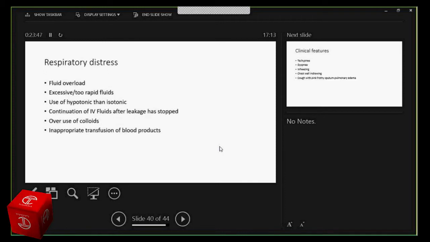So respiratory distress can happen due to fluid overload during the recovery phase when the fluid gets reabsorbed, or when you are giving an inappropriate amount of fluids, like when the patient is not critical and not showing warning signs. It can happen if the patient is getting too much volume, or you are using hypotonic saline instead of an isotonic saline, which is normal saline, and sometimes due to too much cautiousness, where you continue IV fluids even after the leakage has stopped and the patient is improving, and you have given inappropriate transfusion of blood products.